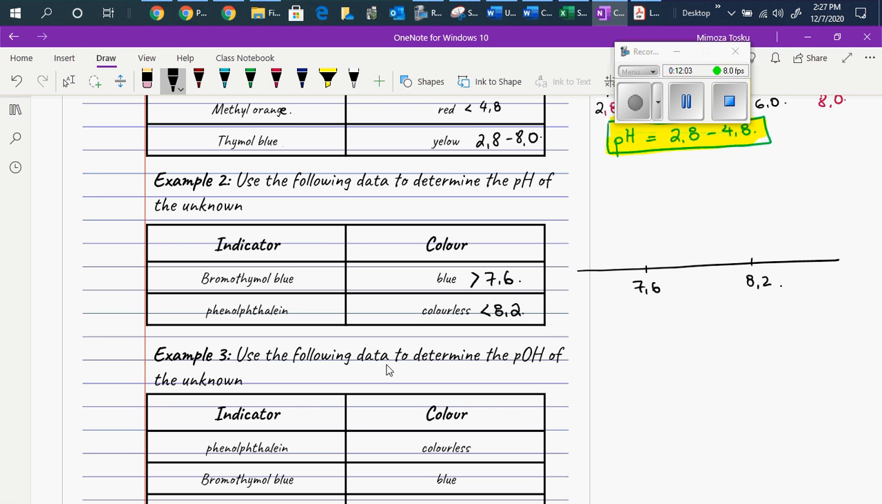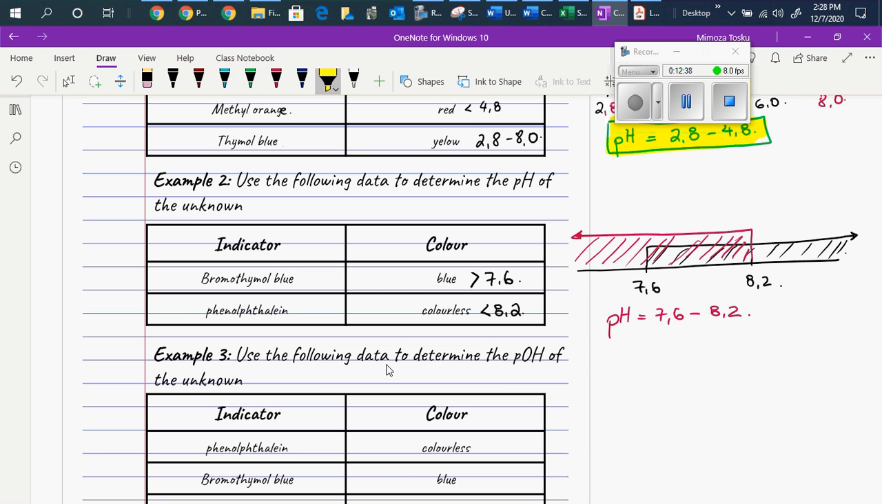Now from the bromothymol blue, we have greater than 7.6. So we have everything that is in this direction in the black color. And what we have for phenolphthalein is less than 8.2. So this one here. And where those two overlap is where the pH is between 7.6 and 8.2. And this will be the answer in terms of this solution.